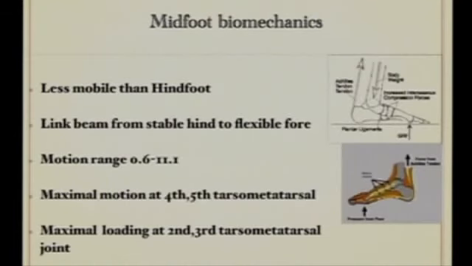A little bit of the midfoot biomechanics. What is unique about it? It is less mobile than the hindfoot. It is like a link beam between the stable hindfoot and the flexible forefoot, with an average range of 0.6 to 11.1 degrees. The maximal motion is at the fourth and fifth tarsometatarsal joint, but the maximum loading occurs at the second and third metatarsal joint.